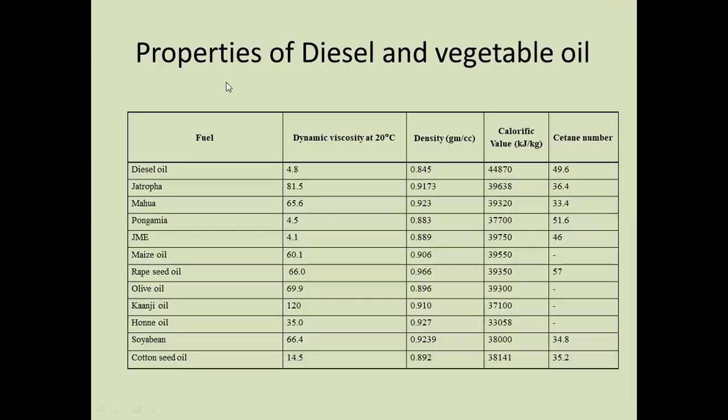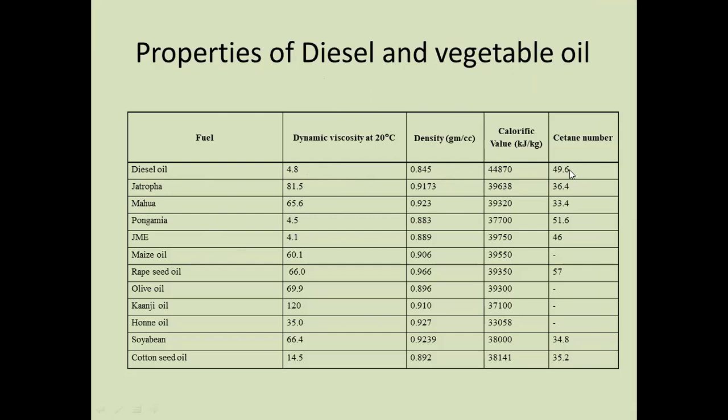In the next slide we discuss the properties of diesel and vegetable oil. In this module we discuss the performance, combustion and emission characteristics of alternative fuels. Generally we know the fuel properties. For diesel, the viscosity is 4.8 centistokes, the density is 0.845, and the heating value, that is the calorific value, is 44,870 kilojoules per kg.